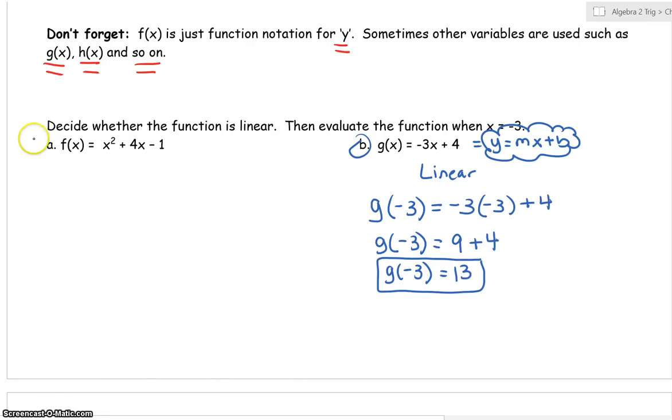We are going to be talking about this one in class, all right? But go ahead and just check it out and tell me, what do you think? Do you think it's linear or not?